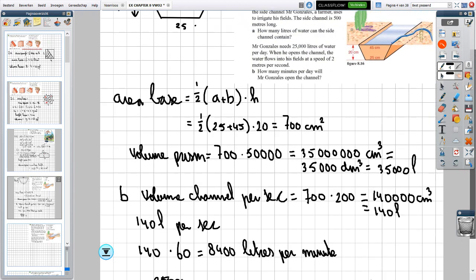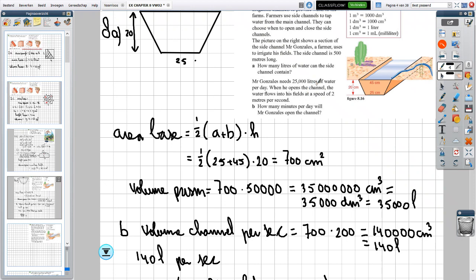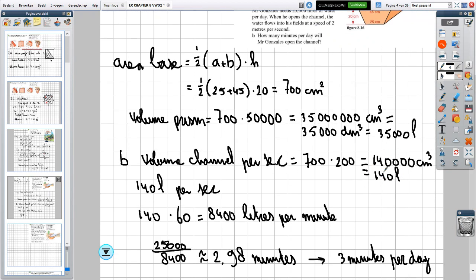Okay? So the difficulty here lies in the fact that you have to visualize that 2 meters per second means that every second you have a prism with a certain volume that is being released, a volume of 140 liters per second. And we need to fill 25,000 liters, and they want the answer in minutes. That's why I'm going to re-evaluate this as not per second but per minute. Divide what you need by how many liters you get per minute, and then you get how many minutes you need per day.